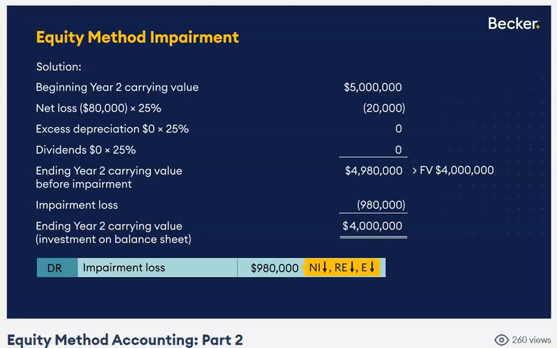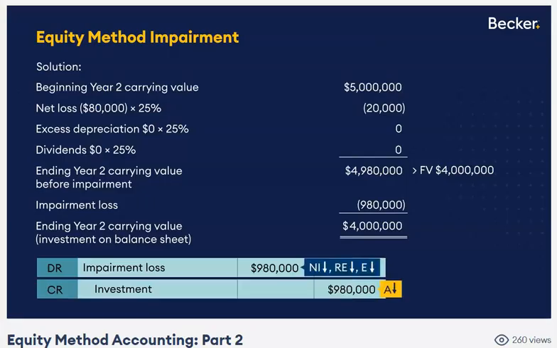What would be the journal entry for that impairment loss? You debit the impairment loss, which makes your net income go down, retained earnings go down, equity go down, $980,000, and credit your investment account, $980,000, okay? And then separate would be your equity earnings from affiliate, a loss of $20,000, on your income statement. All right, and there's the solution, nice and pretty.